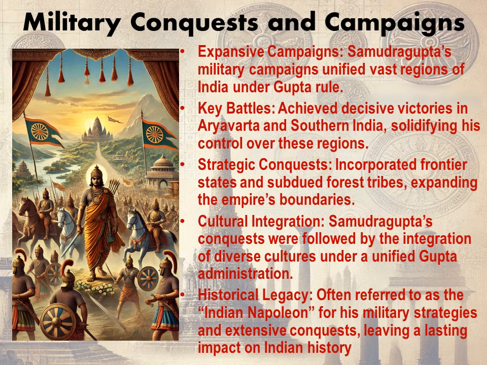Often referred to as the Indian Napoleon for his military strategies and extensive conquests, leaving a lasting impact on Indian history. So, by the British or the Western historians, he has been referred to as the Indian Napoleon. But this is historically wrong because Napoleon came approximately 1500 years after Emperor Samudragupta. So, in that sense, Napoleon should be referred to as the Samudragupta of Europe. This interpretation should not be carried on by Indian historians because Samudragupta is the first of his kind.